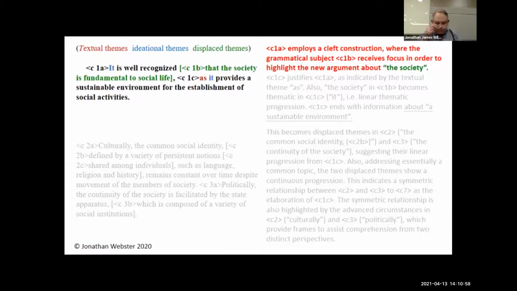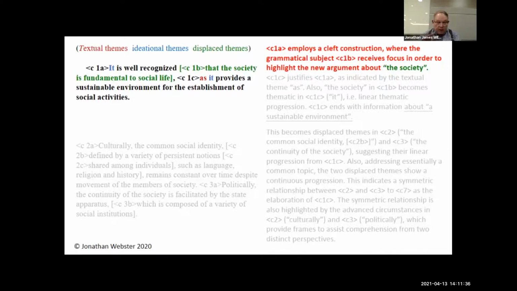Now, this idea of theme, this is in fact a student's writing. And what this student illustrated was their reasoning behind the choices they made as far as what they indicated to be theme. On the left side of your screen is what the student wrote: it is well recognized that the society is fundamental to social life, as it provides a sustainable environment for the establishment of social activities.